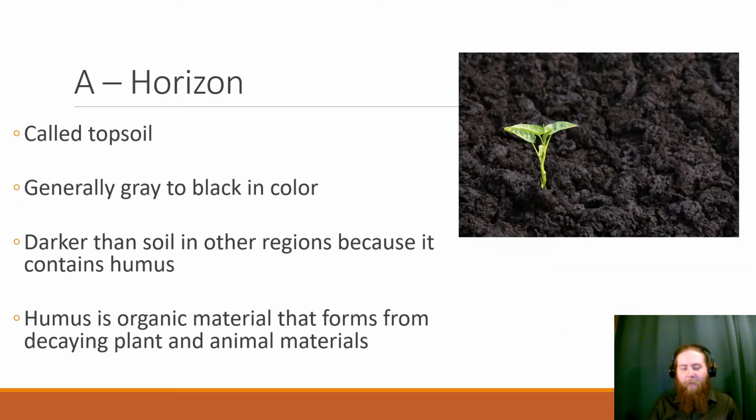In the A horizon, we call this one the topsoil. This is generally gray or black in color, darker than soil in other regions of the soil profile, because it contains humus. Humus is the organic material that forms from decaying plant and animal materials, and it has all these nice nutrients that new plants love and flourish off of.